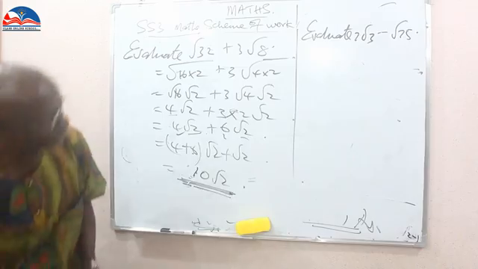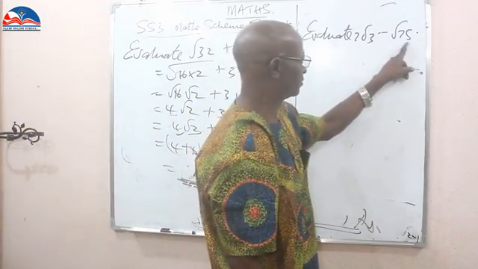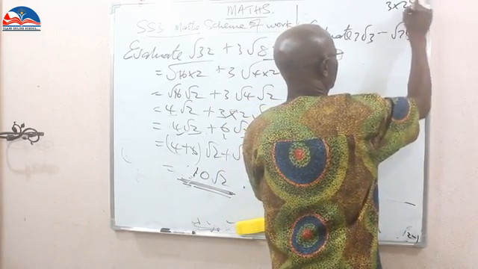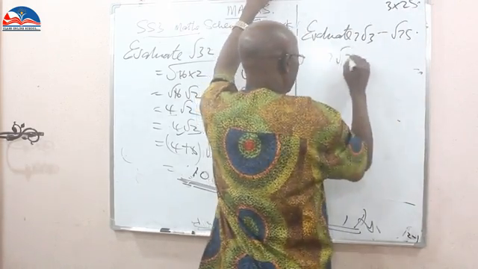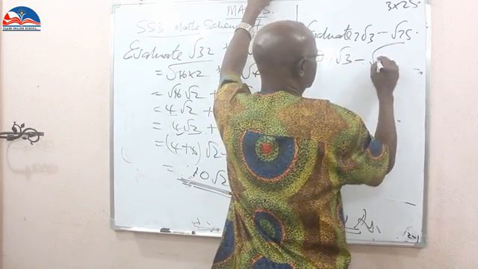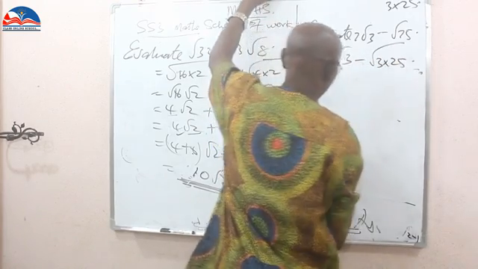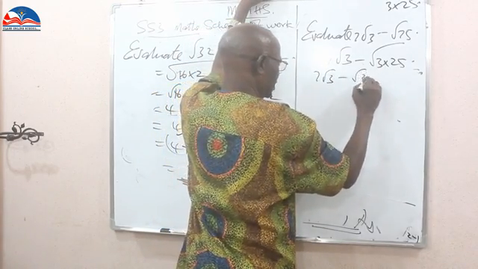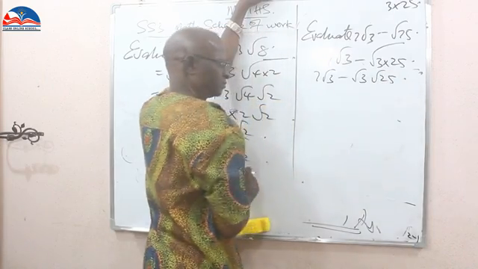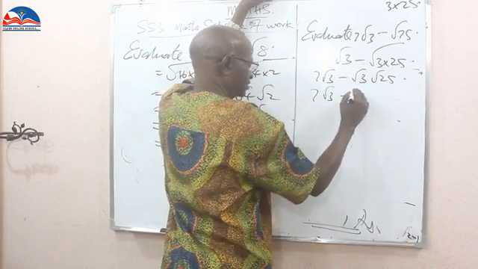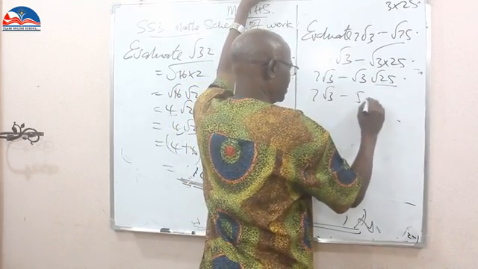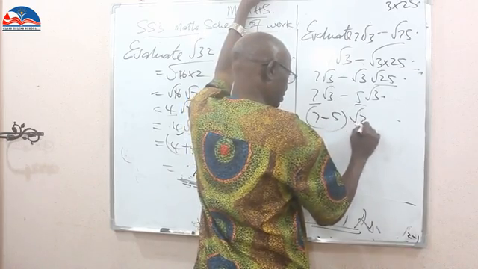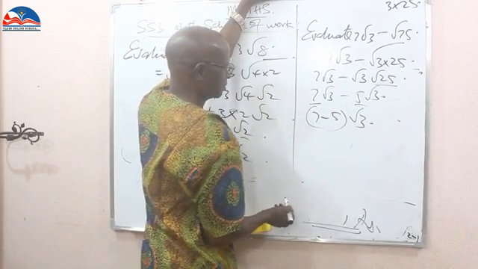What happens here? Now, I can break this down to 25 times 3. Like this, I have 7 root 3 minus root 3 times root 25. This is 7 root 3 minus, here will give me 5 root 3. So minus this one, so 7 minus 5 into root 3. I'll do it again.